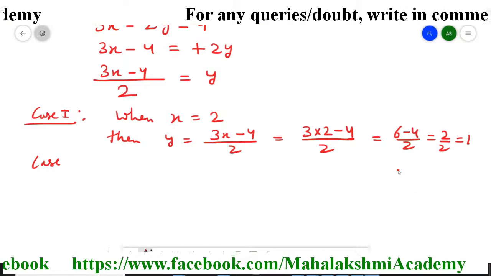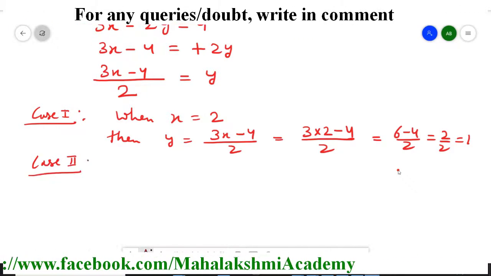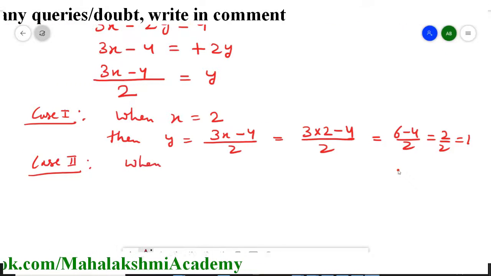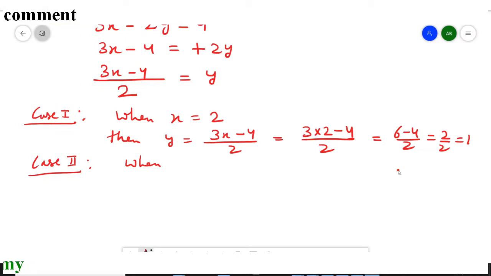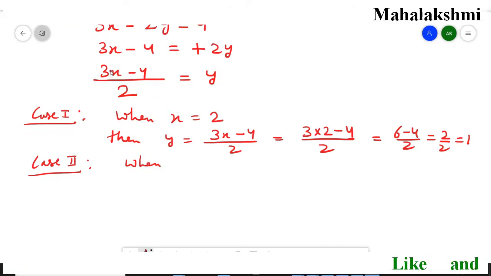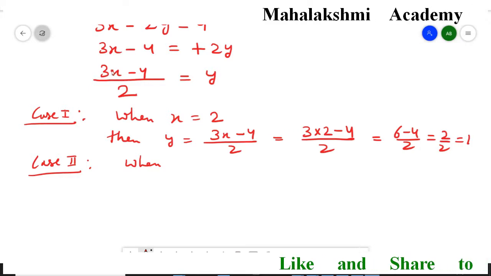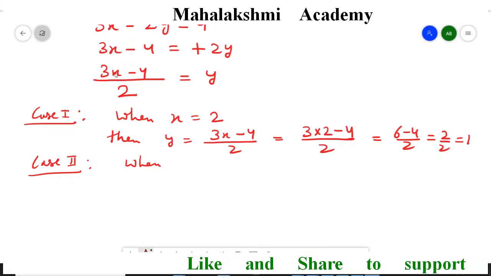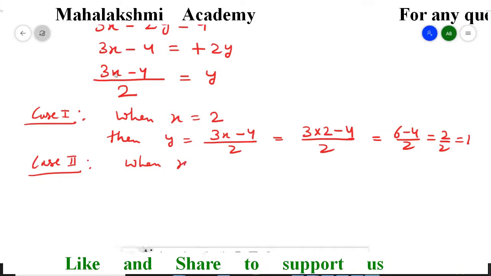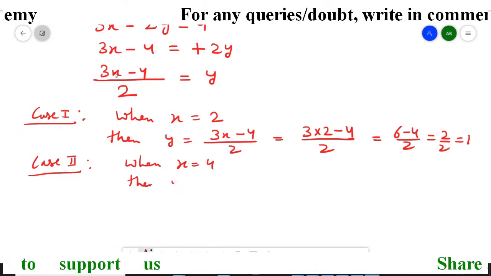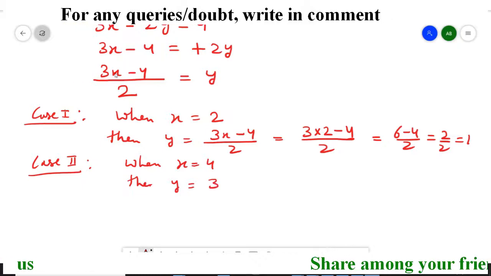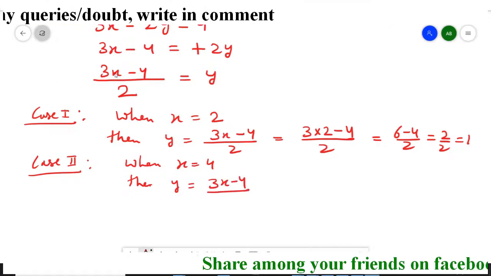That's why I selected x equal to 2 in first case. In the same way in second case also we will select some other number. So we will select x is equal to 4, then y is equal to 3x minus 4 upon 4.